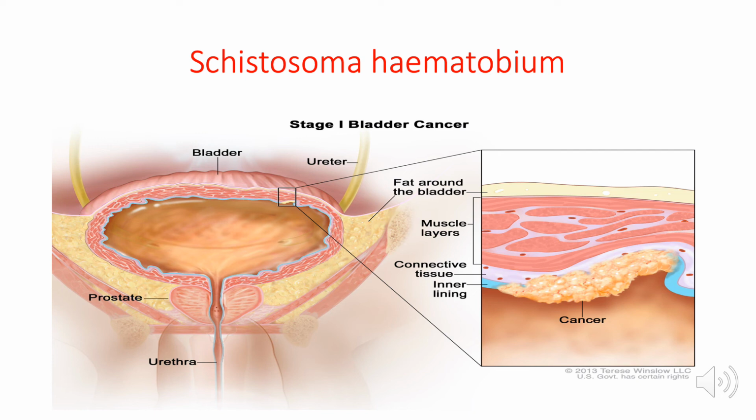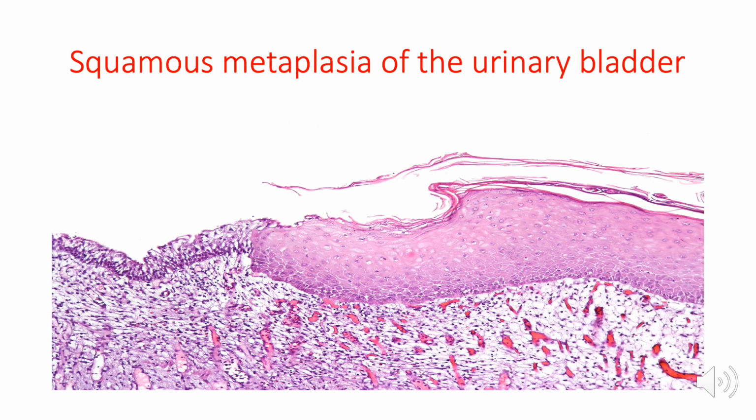And chronic inflammation will cause what we call squamous metaplasia. What's squamous metaplasia? The lining epithelium of the urinary bladder is transitional epithelium, and it is designed to allow the urinary bladder to expand whenever it is filled up with urine. But since there is constant injury to the walls of the urinary bladder, the transitional epithelium will be replaced by stratified squamous epithelium.